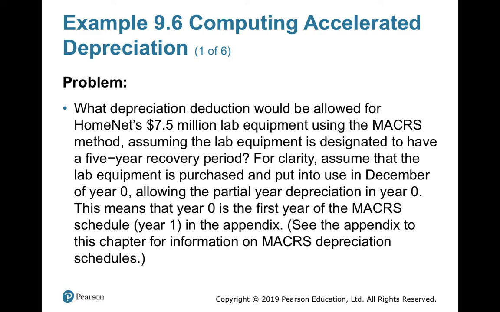As an example, what depreciation deduction would be allowed for HomeNet's 7.5 million lab equipment using MACRS? We have calculated the depreciation in the previous calculation using the straight line method. How did we do it? 7.5 million, the testing equipment, divided by the life of the equipment, 5 years. So we charged 1.5 million depreciation. But what will be the change if the company uses MACRS?